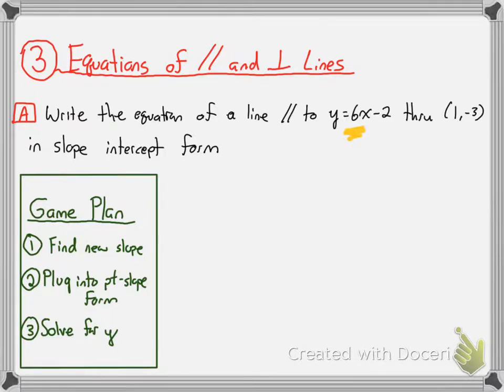First, I want to find my new slope. So I'm given y equals 6x minus 2. That's in slope-intercept form. The slope will be that coefficient with the x variable. So I have y equals 6x minus 2. That means the slope of this line is 6. If I want a line parallel to it, that means I need the slopes to be the same. So if my original slope is 6, my new slope will then also be 6.